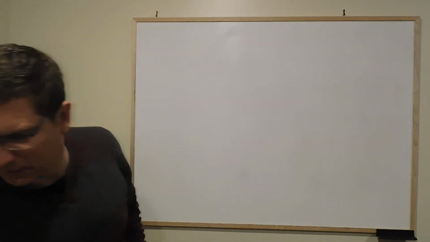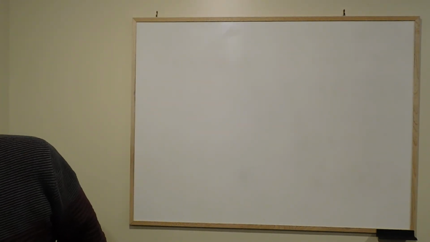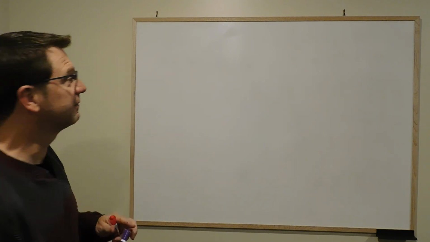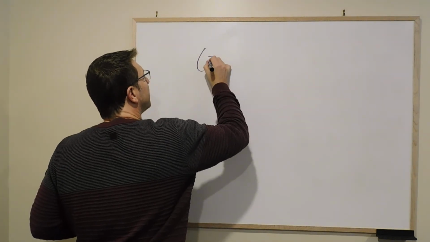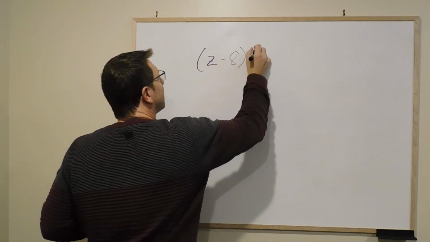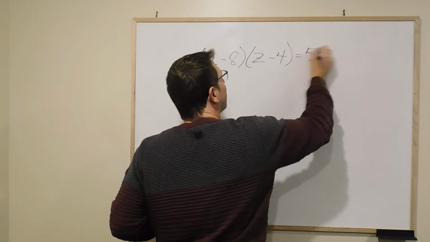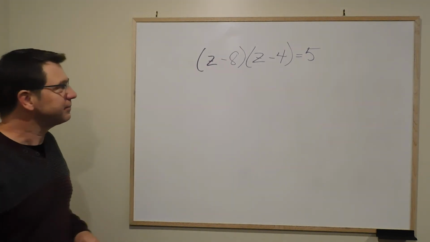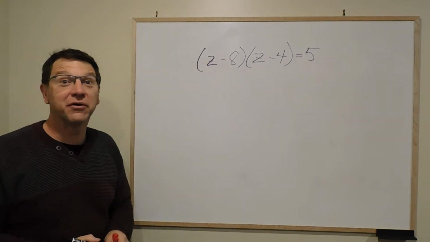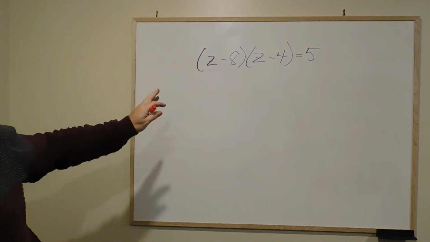Okay, the last one here is Z minus 8, Z minus 4 equals 5. So we got Z minus 8, Z minus 4 equals 5. I like to put little ticks on my Z so we know they're not 2's. Okay. Z minus 8, Z minus 4 equals 5.